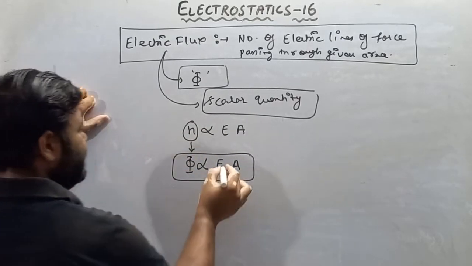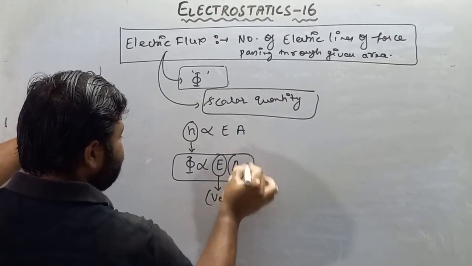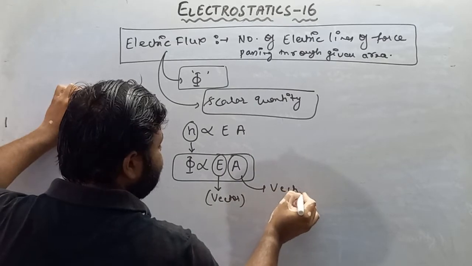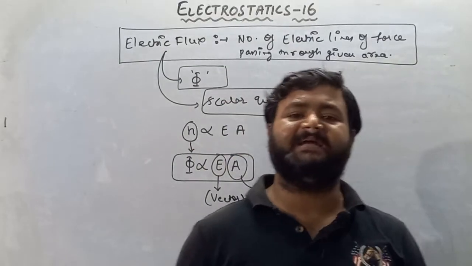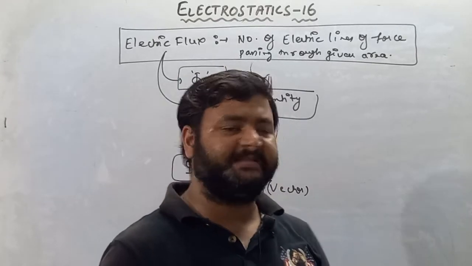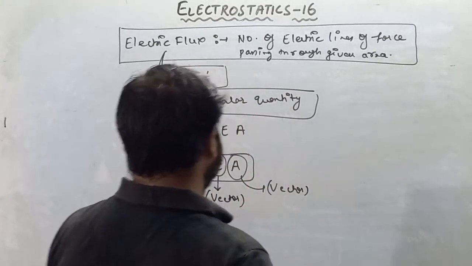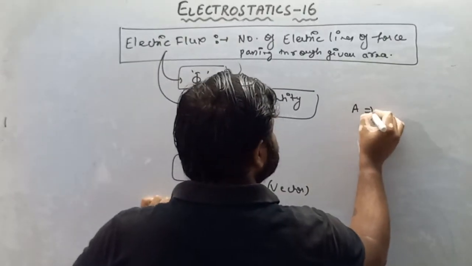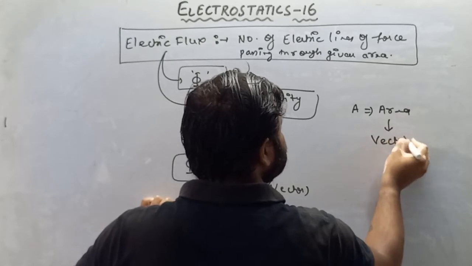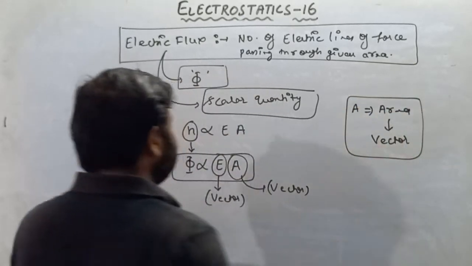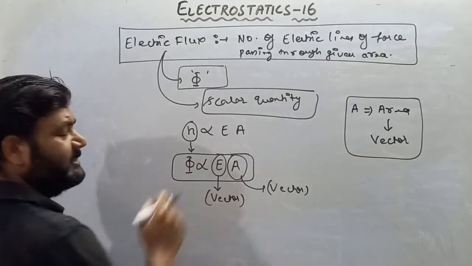Now see, E is electric field, which is a vector quantity. A is area. My dear student, remember this thing: in 12th class, we'll always consider area to be a vector quantity. For area, we'll discuss more in the next lecture. So I'll write here A is area, which is considered to be a vector quantity. So flux is proportional to EA.